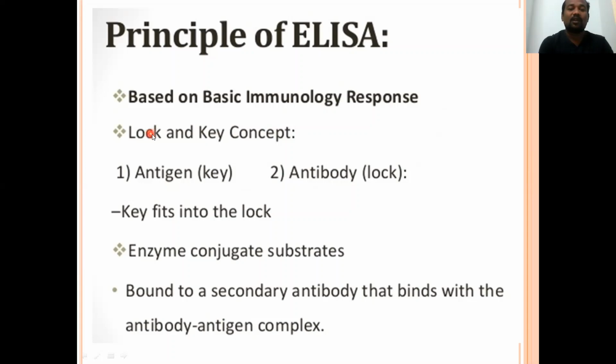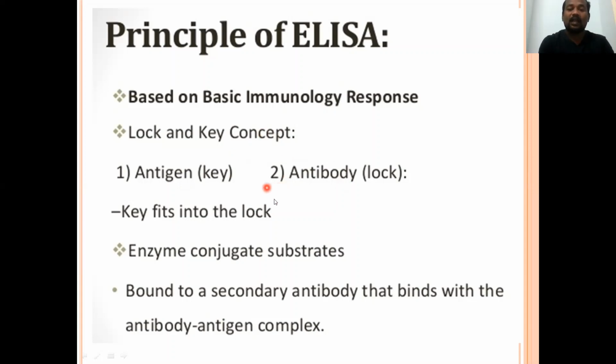So the particular lock can be opened only by the specific key, the particular key. The same thing will be happening in the case of antigen-antibody reaction. A particular antigen can bind only with the specific antibody. So it is very particular about the binding and it is very specific about the binding.